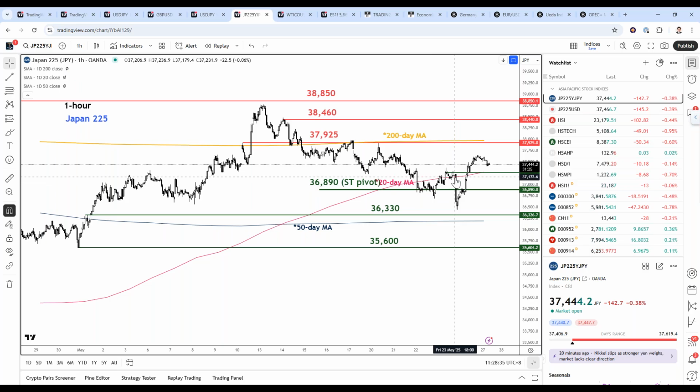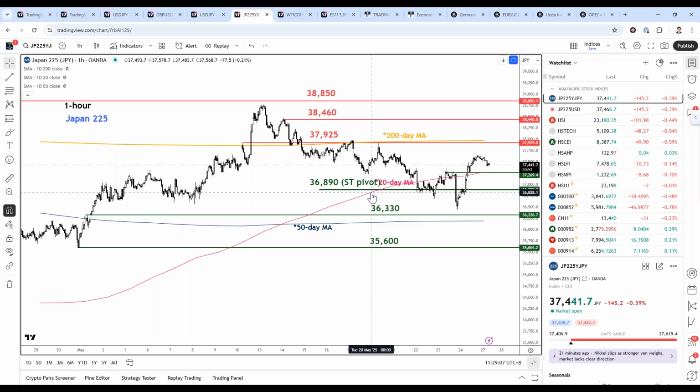That also confluences with the congestion area previously on the 22nd of May, and previously that long bearish candle during the announcement of the so-called 50% EU tariff by President Trump, to be brought forward to 1st of June, and thereafter the price action staged that V-shaped recovery after he retracted his statement. So 36,890 will be the slightly adjusted upward pivotal support on the Japan 225 for today, representing the Nikkei 225.